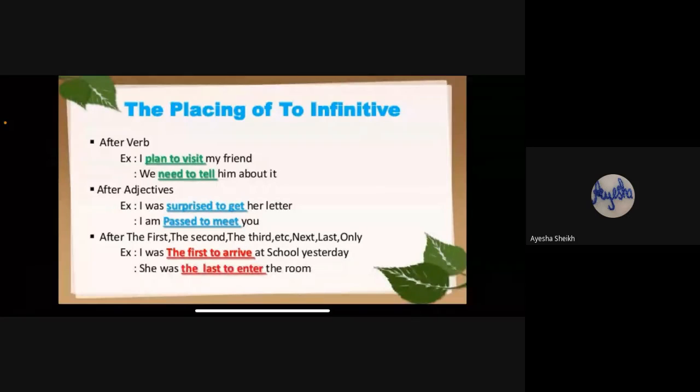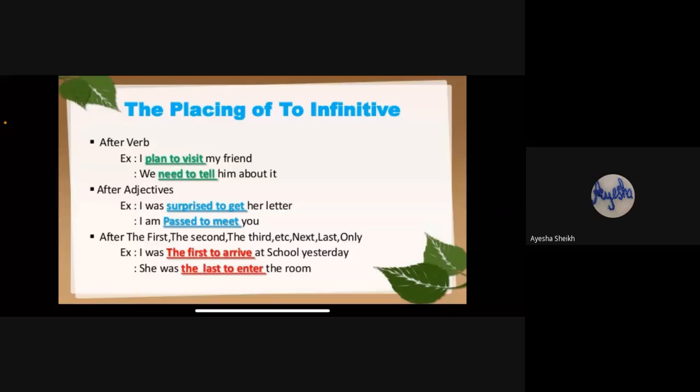So can you tell me where are the to infinitives? Anyone? Where are the to infinitives in these sentences? Who will tell me? Sir, I will. Yes. To visit, to tell, to get, to meet, to arrive, to enter. Very good.